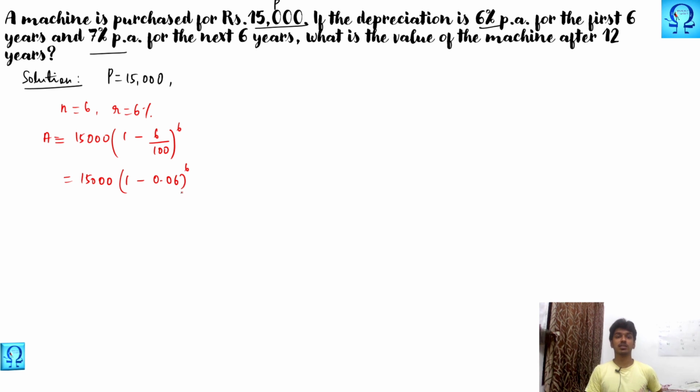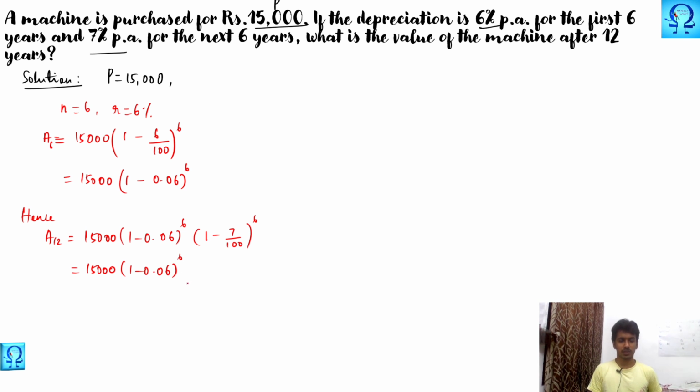For the next 6 years, the principal will be this amount, right? Then for the next 6 years, what is it going to be? This is our principal value. And 1 minus 7 upon 100 to the power 6 for the next 6 years, right? So it is 15,000 times of 1 minus 0.06 to the power 6 and 1 minus 0.07 to the power 6, and if we calculate these things, we are done.